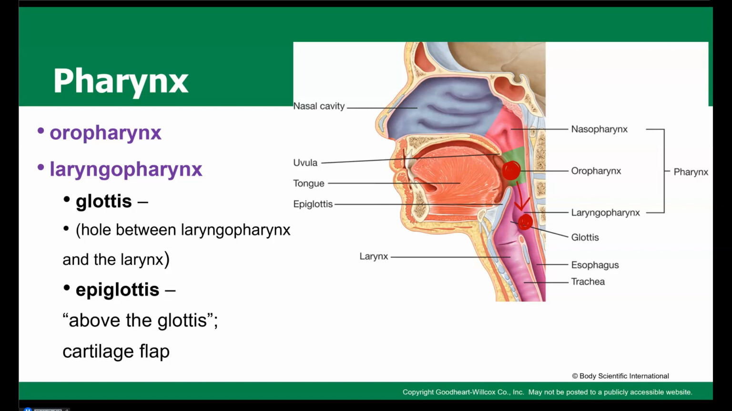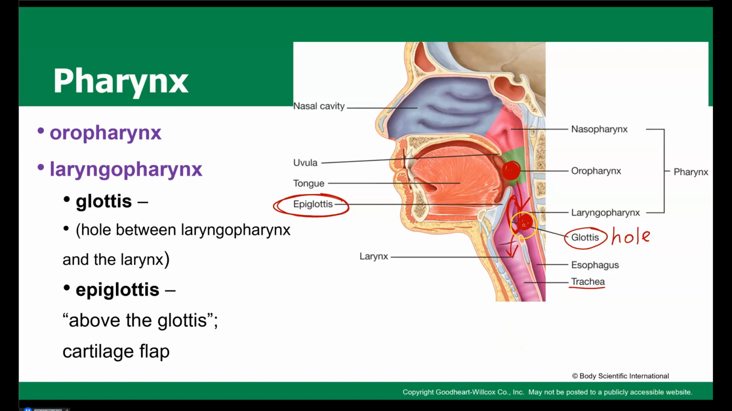So how do we prevent that bolus of food, because here's going to be our trachea, right? And that's where we know air needs to go. How do we stop that bolus from going down here into the trachea? Well, we have this nifty flap called the epiglottis. So there's a hole right here, so as the bolus of food is coming down into the laryngopharynx, there's a space, and that space is called the glottis, okay? So that's just a hole or a space that goes into the larynx and then the trachea.